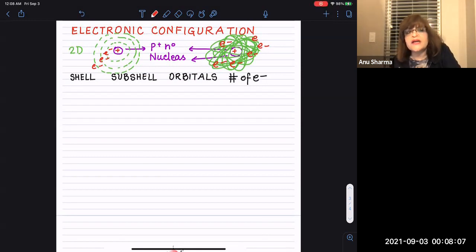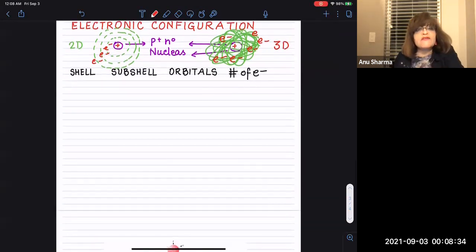Then came helium, then lithium, like baby elements, baby atoms, with very few electrons. So the 2D model explained them. But as we started getting more and more energy levels added, this 3D model made more sense. But the challenge was to determine where exactly the electrons are located, in which energy level.